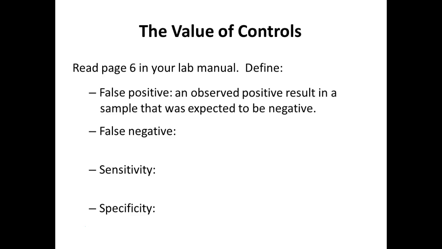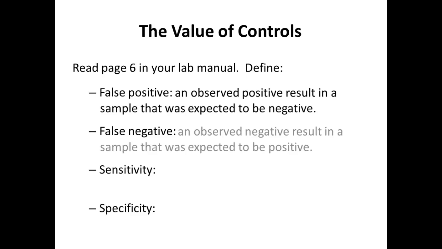A false negative. What does that mean in terms of a pregnancy test? All right, you are in fact pregnant, but the test says you're negative. So you observe a negative result, but you expected to see a positive. How could this happen? Well, because tests work within particular ranges of abilities.